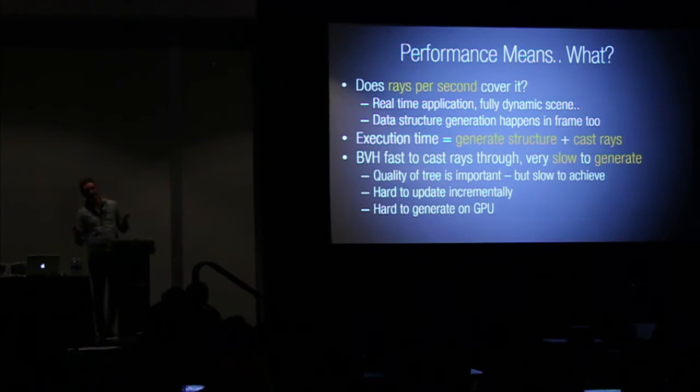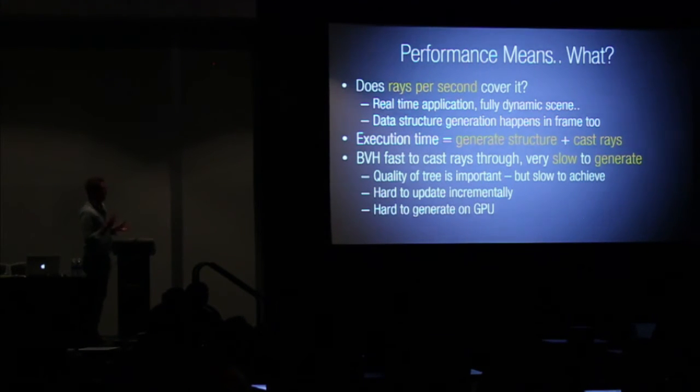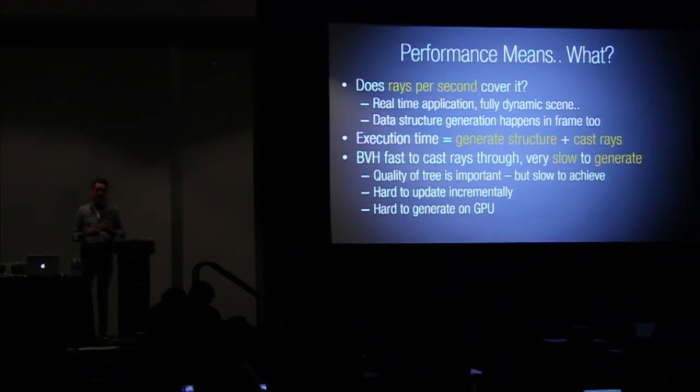The BVH might be very fast to cast rays through, but the generation is quite slow and painful. It's reasonably easy to generate a very bad BVH. It's quite hard to generate a very good BVH. They're hard to update incrementally. They're reasonably hard to generate on the GPU. It's an active area of research.